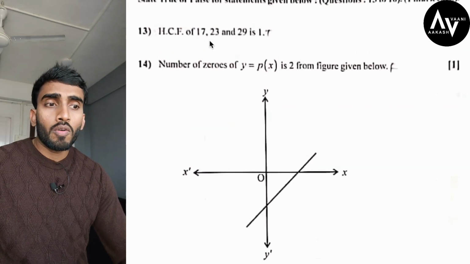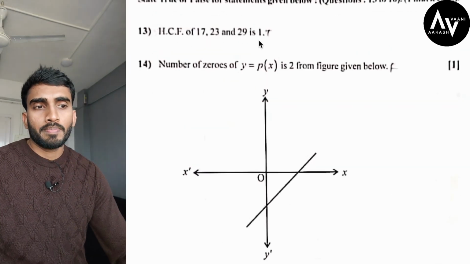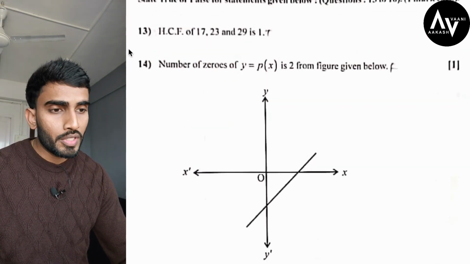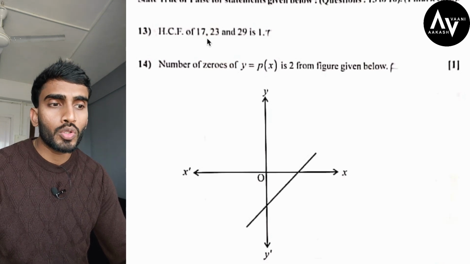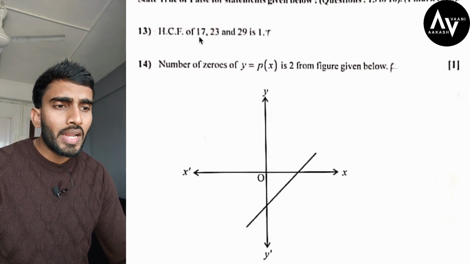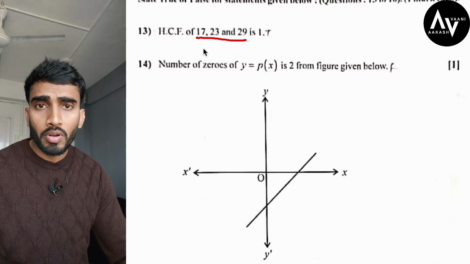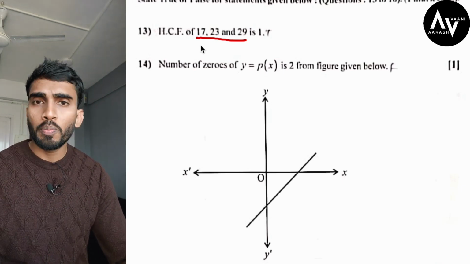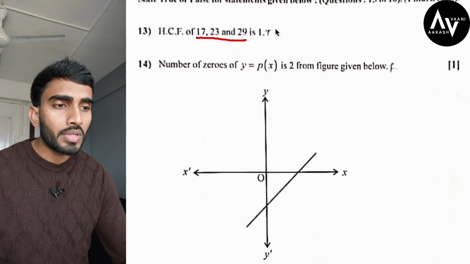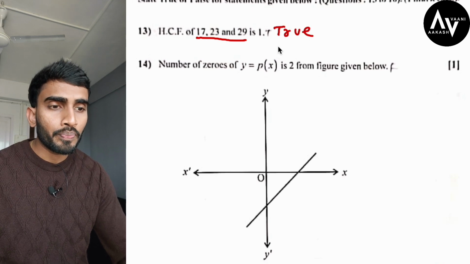Find the HCF of 17, 23 and 29 is 1. It is given, and we have to say true or false. So 17, 23 and 29, these three numbers are prime numbers, and the highest common factor of 2 or more than 2 prime numbers is 1. So the answer is true.